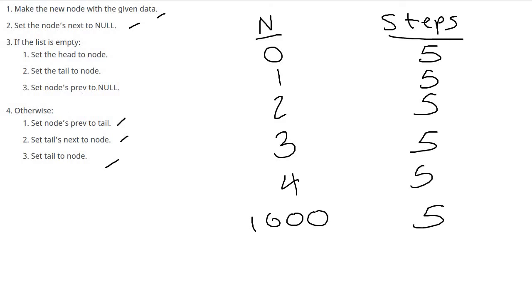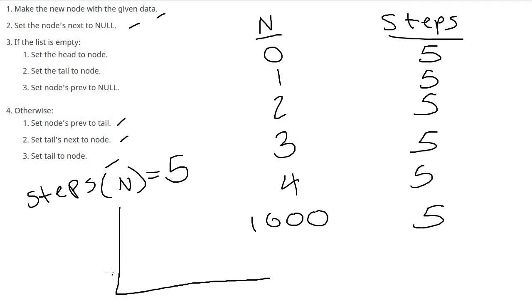And so, regardless of how big the linked list gets, it takes the same number of steps to go ahead and add to the end of that linked list. So, if we were to write steps as a function of the input size n, we would just say steps of n is equal to 5, which, if we were to graph it, would look just like this, with the y-intercept being 5, and it's basically just a horizontal line.